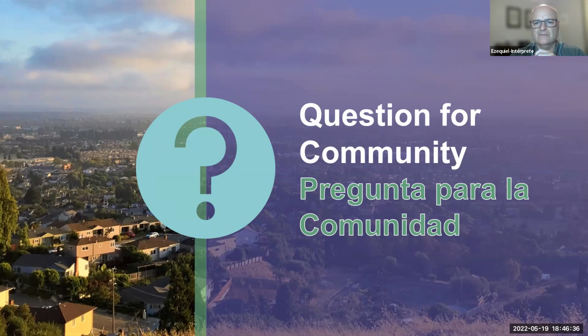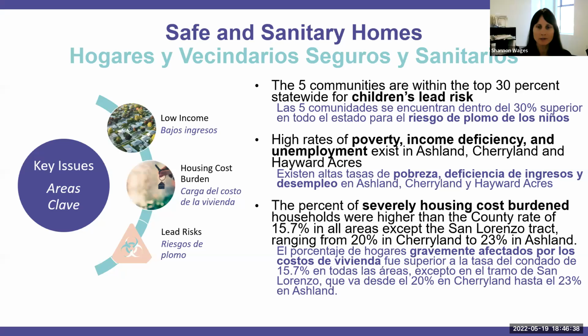Okay, thank you. So this topic is important because housing location, quality, affordability, and stability have health implications. In general, low-income residents are more likely to live in structures built with lead paint, asbestos, and other hazards and have difficulty maintaining the health and safety of their homes.